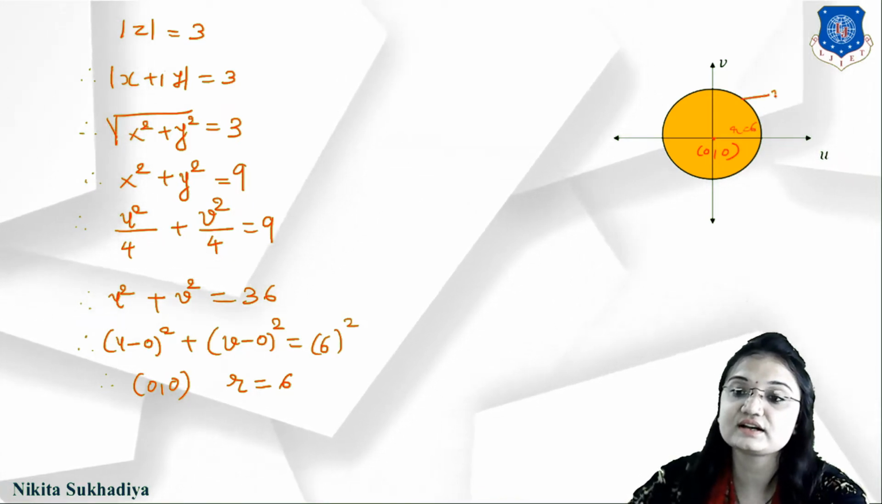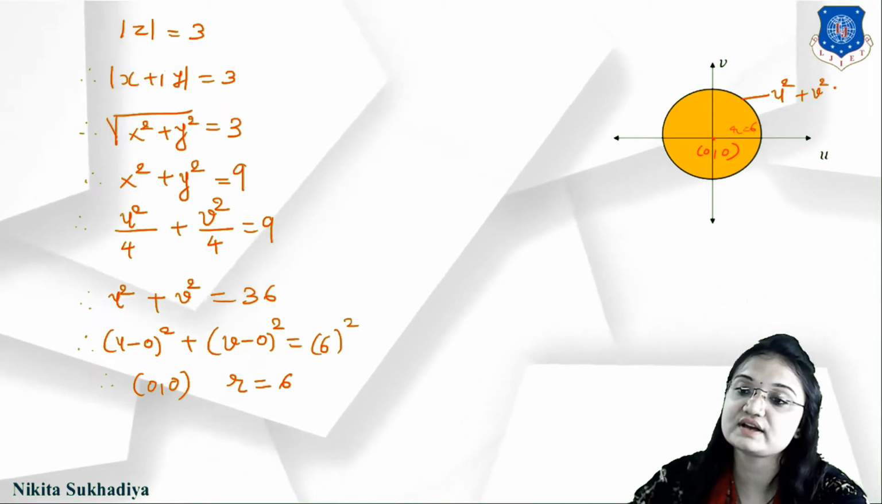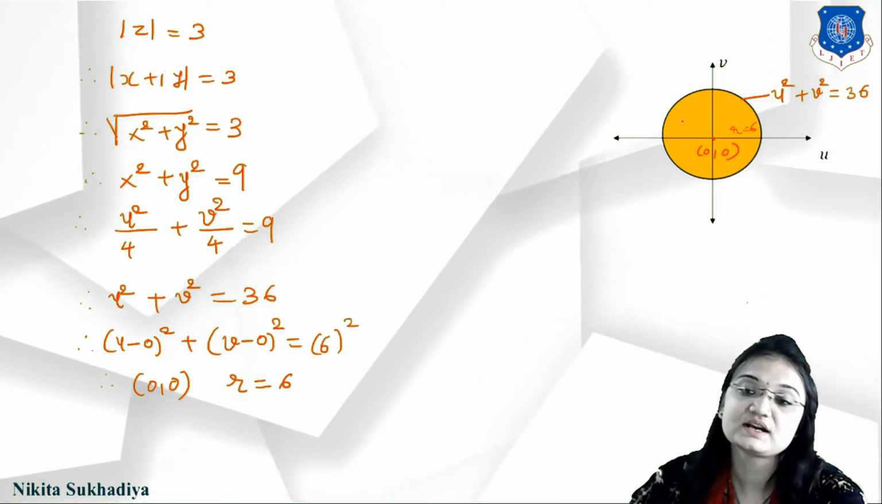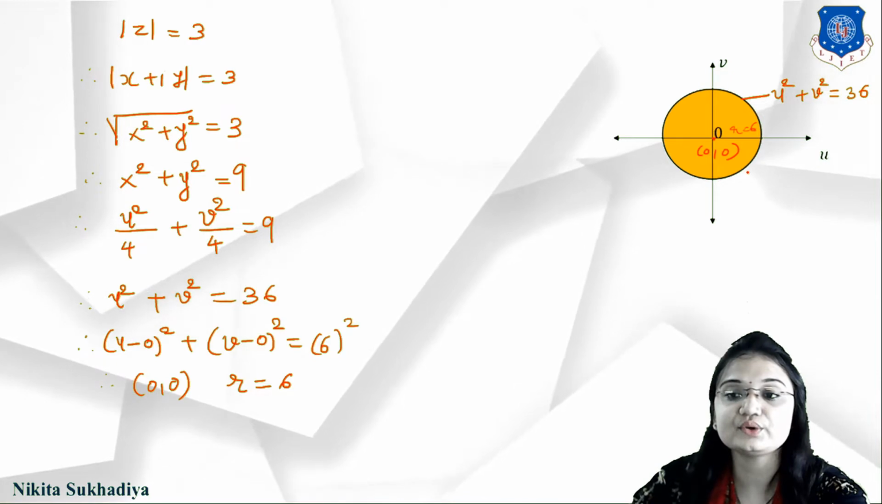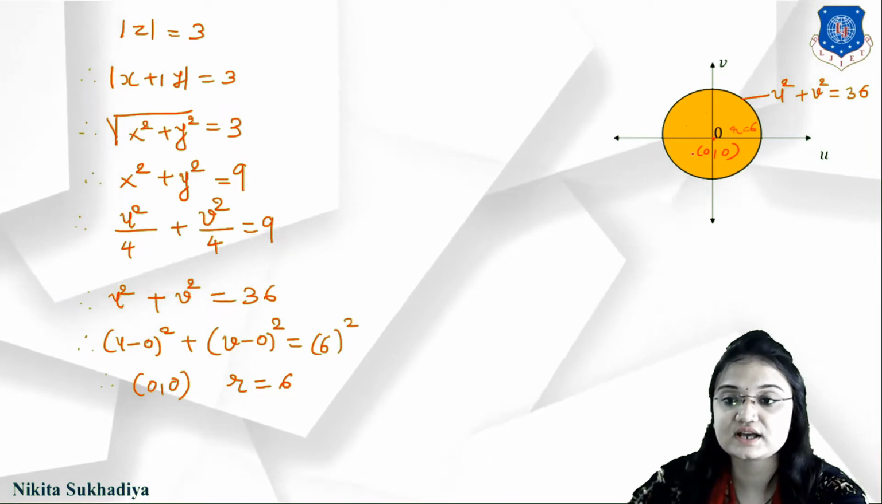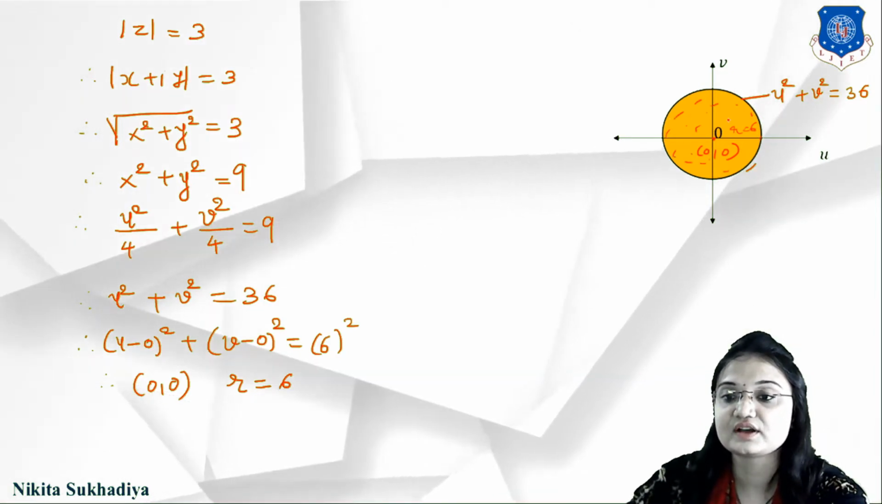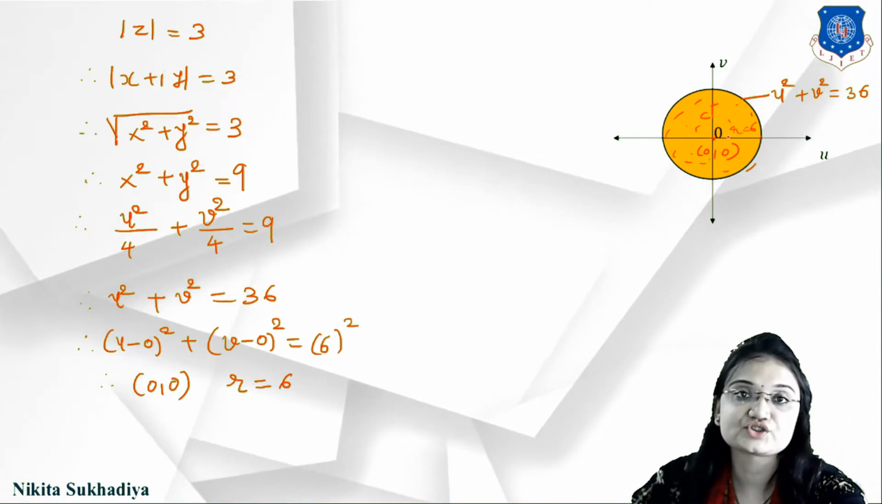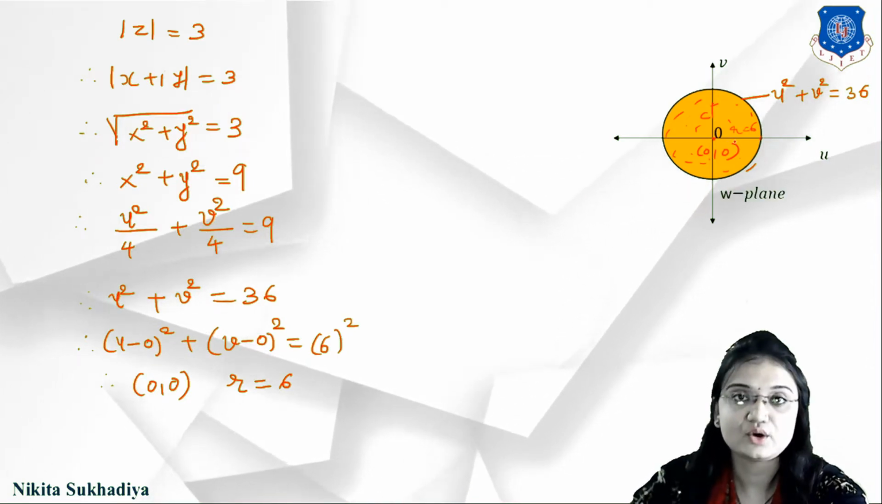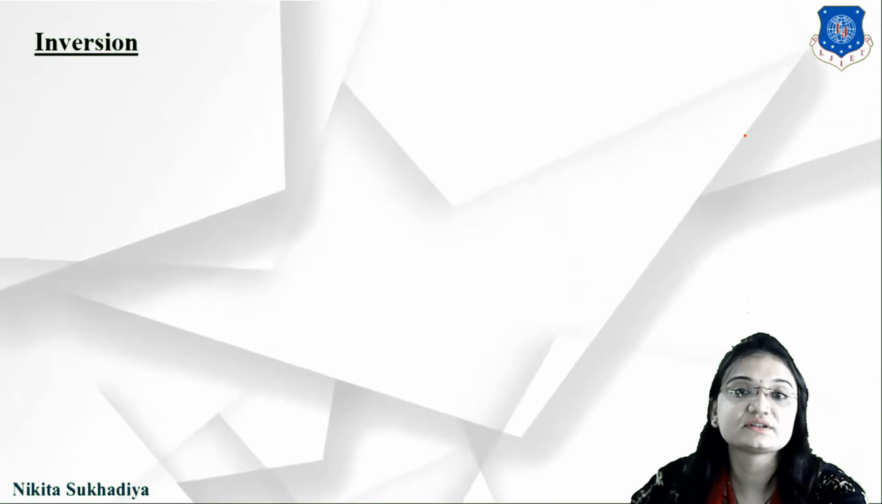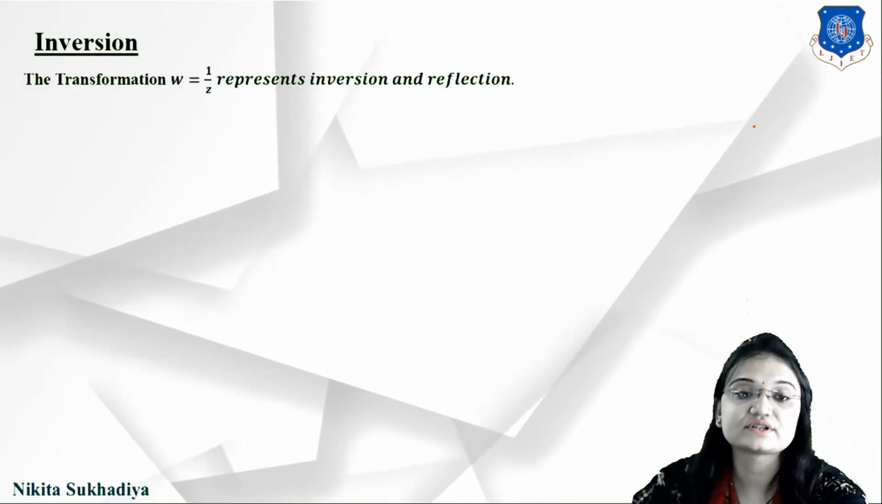So this is a circle with u square plus v square is equal to 36. Circle with center point 0, 0 and radius r is equal to 6, and this is the area, that is C dash in W plane. Okay, let us understand the next topic, that is inversion.